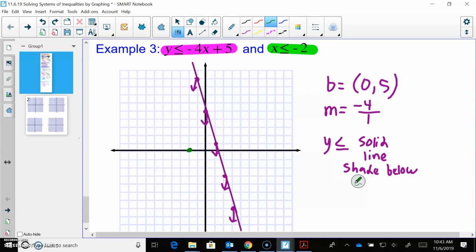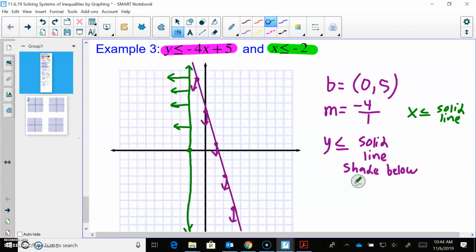My slope is going to be undefined anytime it's x equals a number, okay, and it's going to be a vertical line. And because the x is less than or equal to, it's going to be a solid line. So it's going to be a solid line right there at x equals -2. And because it says x is less than -2, all the numbers that are less than -2 on the x-axis are on the left side.